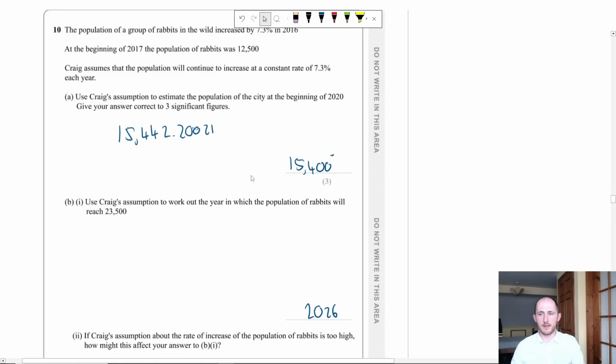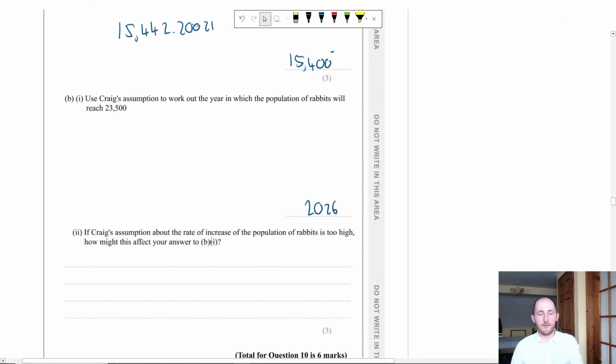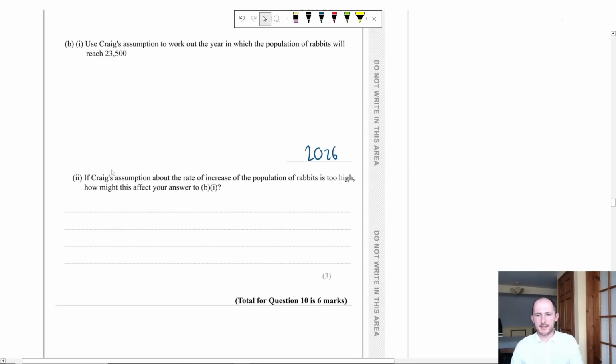That's exactly how I'll do it. So you might wonder why there's so many marks for this. Well, because believe it or not, this is the method that you can use. Okay? And you'll always get it right. It's always full marks. It's all fine. But you get marks for kind of interpreting the situation you've been put in. And if you look at a lot of iteration questions, they give you a lot of marks for just doing this. It then says, if Craig's assumption about the rate of increase is too high, how will it affect your answer to B part I?